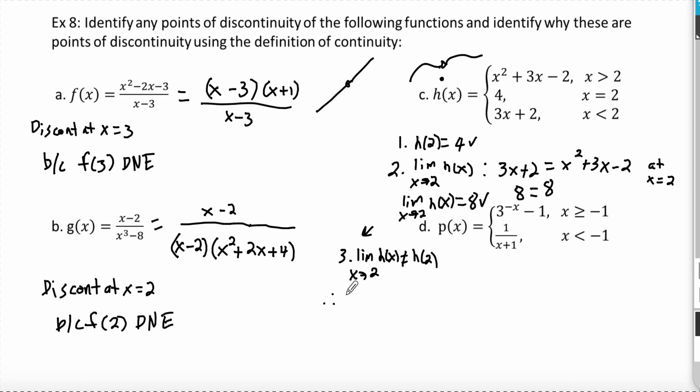Therefore, h of x is discontinuous at x equals 2.